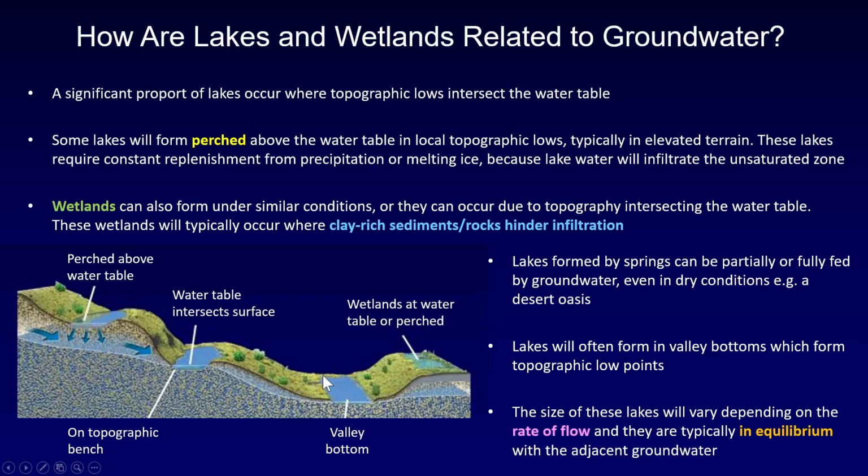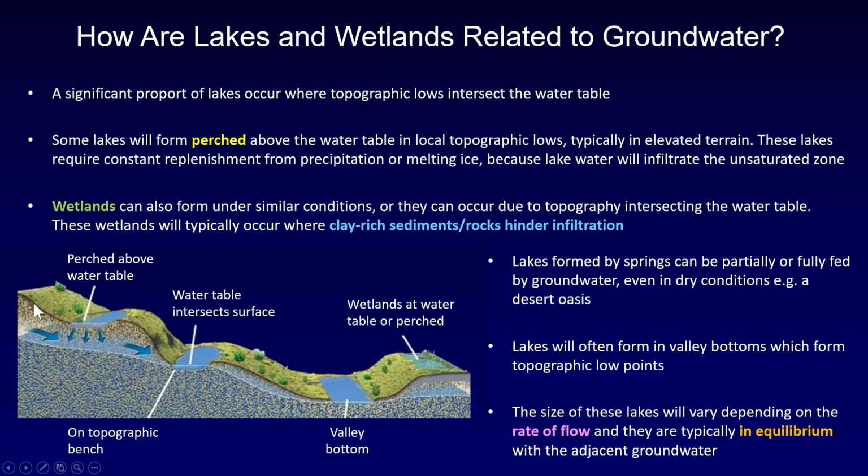So a significant portion of lakes occur where these topographic lows intersect the water table, and so that means the groundwater will be contributing to the water contained within the lake. Now, some lakes will form in areas which are perched above the water table, and these are referred to as perched lakes. In the case of our diagram, we can see a perched lake over here. You can see that the water table is all the way down here, but the perched lake is sitting directly above it, above this unsaturated zone.